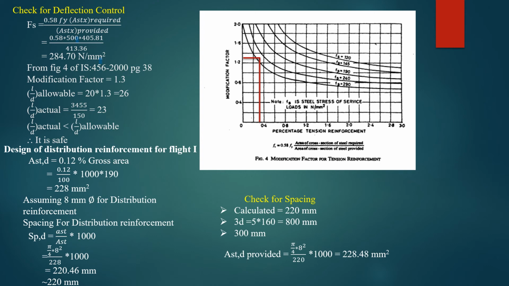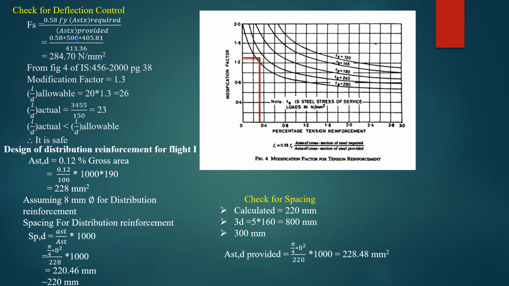So 0.12 upon 100 into B into D, 1000 into 190 is the overall depth. We got 228 mm square. Let us take the diameter of 8 mm bar for the distribution reinforcement. Therefore, the spacing for the distribution reinforcement will be small ast upon capital AST into 1000. Small ast is the diameter of the bar and capital AST is the area of the steel. So pi by 4 into 8 square upon 228 into 1000.